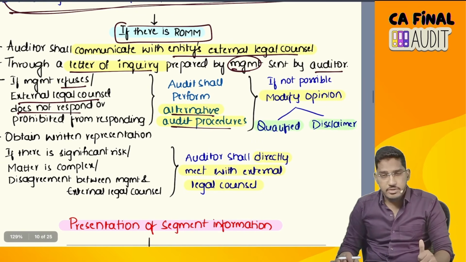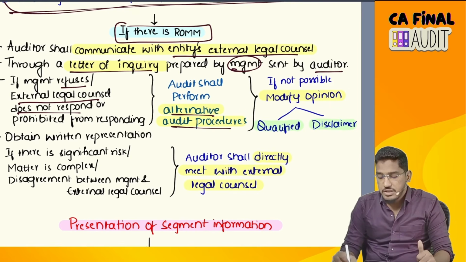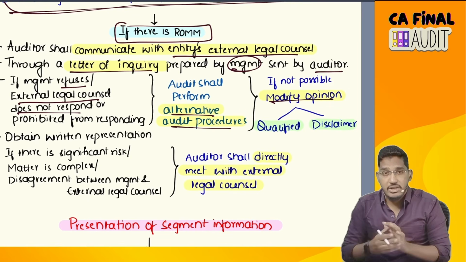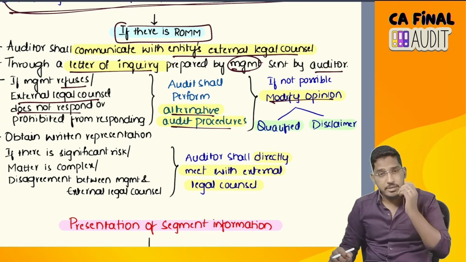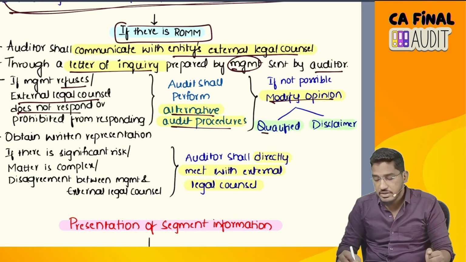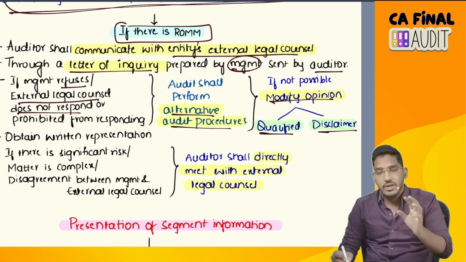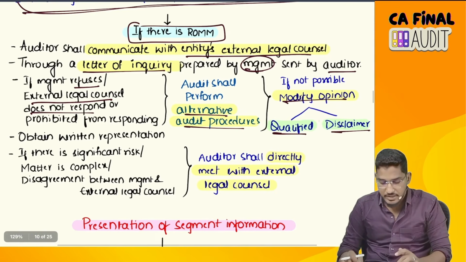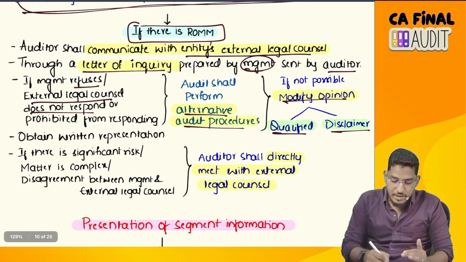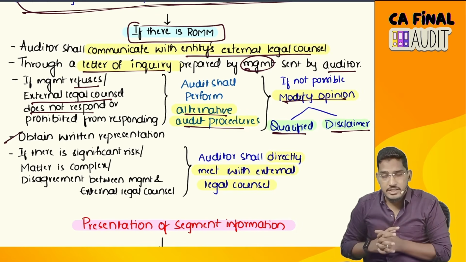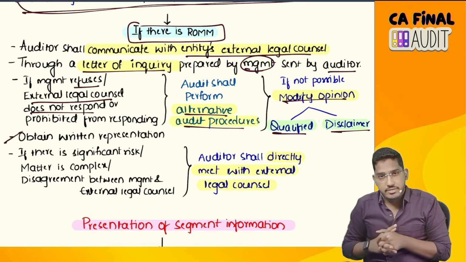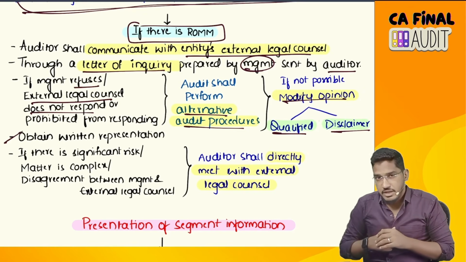Sir, if alternative audit procedures are also not possible, then what should I do, sir? Then you should modify your opinion. And which kind of modified opinion? This will also be a typical case of non-availability of audit evidence. So here also I will give either a qualified opinion or a disclaimer of opinion. Able to understand? And not just that, you obtain written representation from the management stating that they have disclosed all the litigations and claims and they are not hiding anything from the auditor. Ask the management to give a written confirmation.